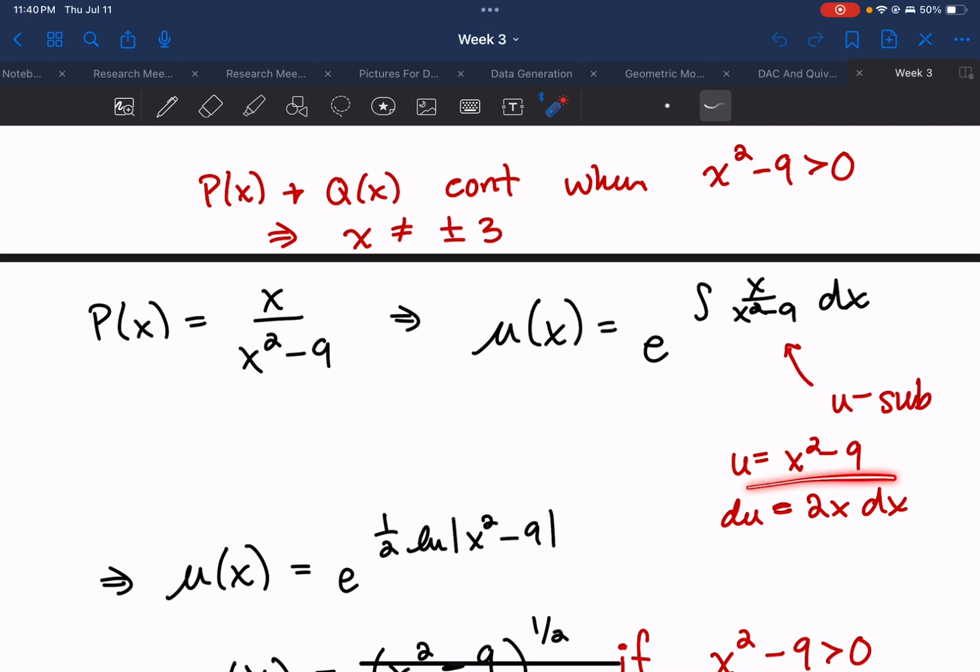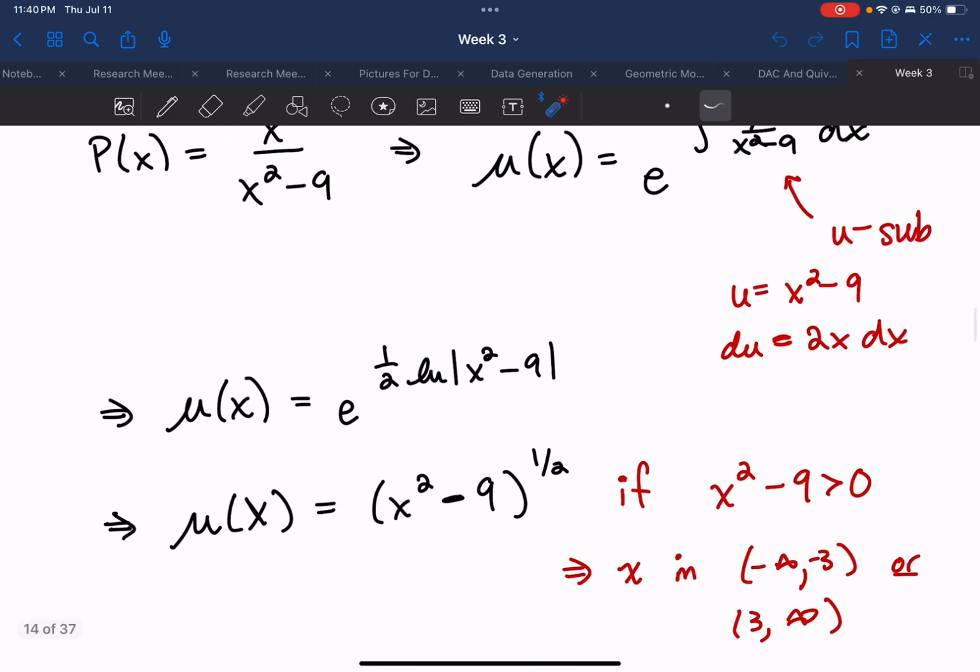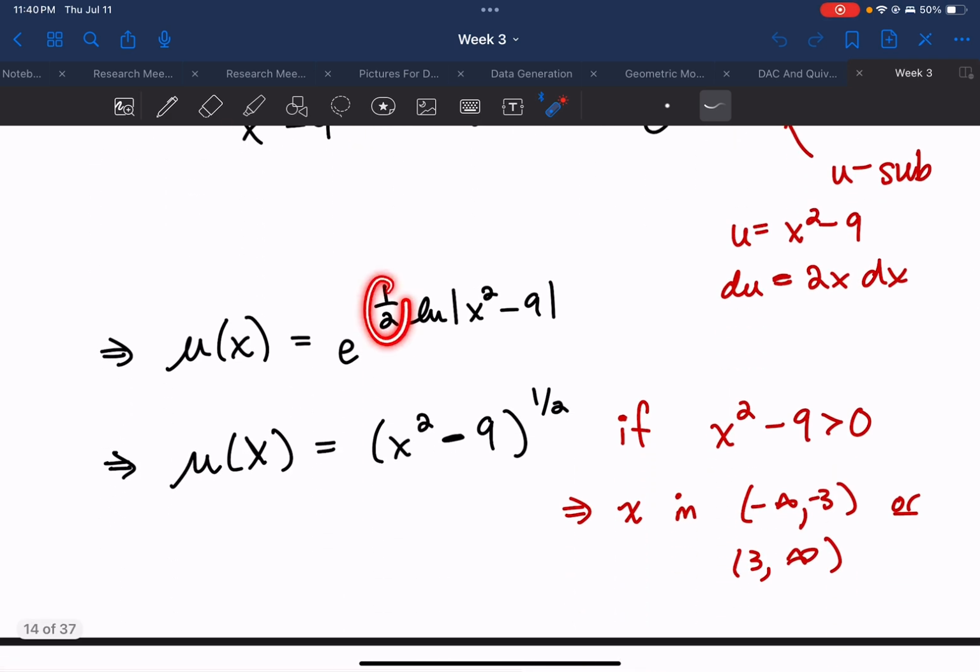And since u equals x squared minus 9, I get this. Now again, I want to cancel the e and the natural log, but I can't because there's a guy hanging out in the middle. So I'm going to take him and stick him as the exponent of x squared minus 9. Slide this guy up here as the exponent of x squared minus 9, and I can cancel the e and the natural log. Boom.